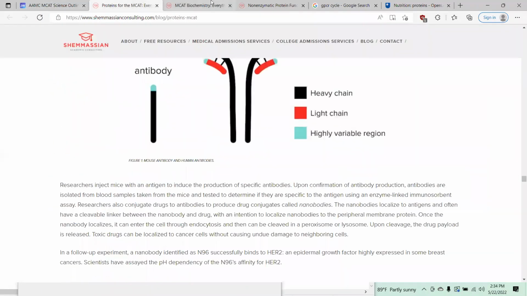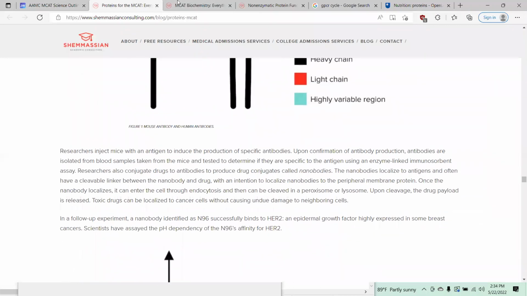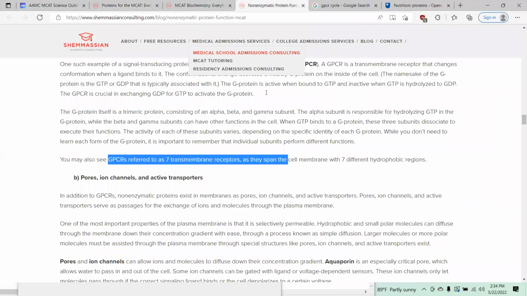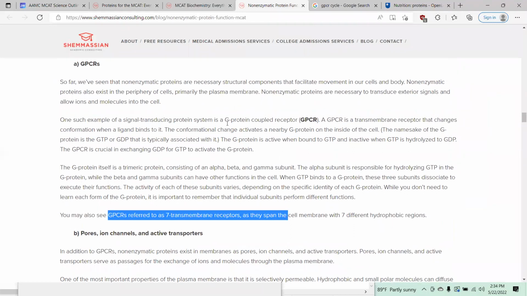I'm not sure how in depth G protein should be, but I will check and let you know.